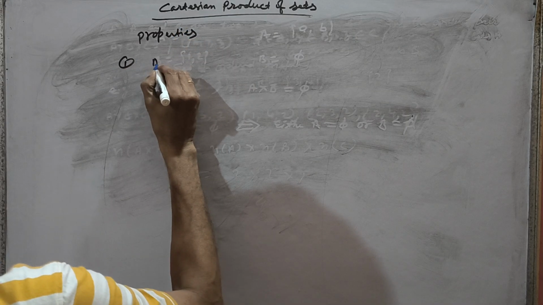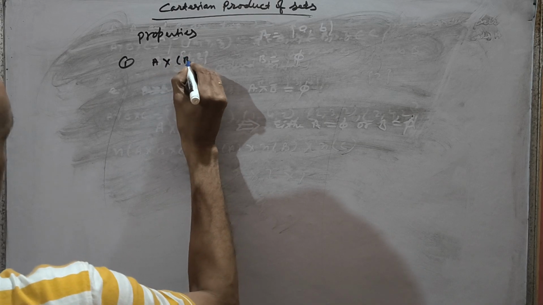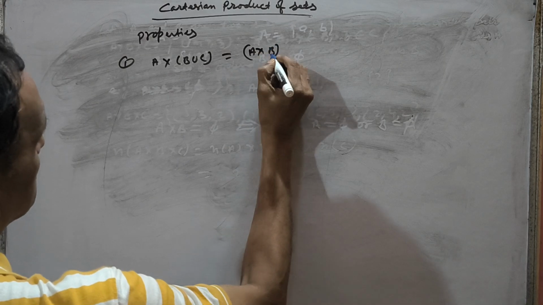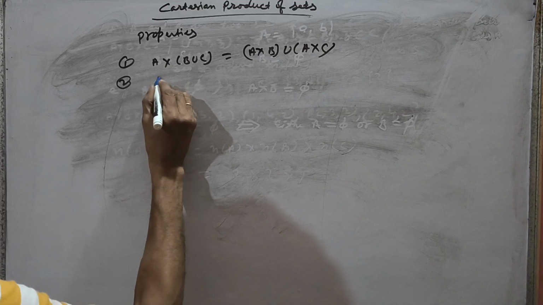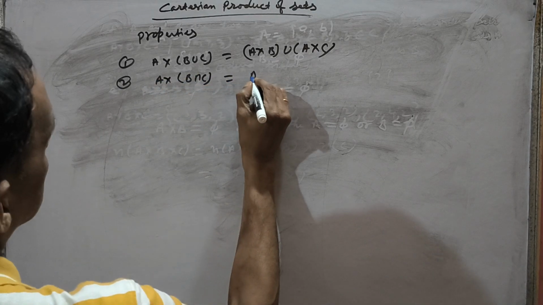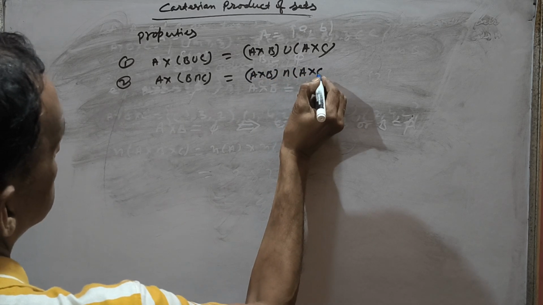Number 1 is A cross (B union C) equal to (A cross B) union (A cross C). Number 2 is A cross (B intersection C). You will get (A cross B) intersection (A cross C).